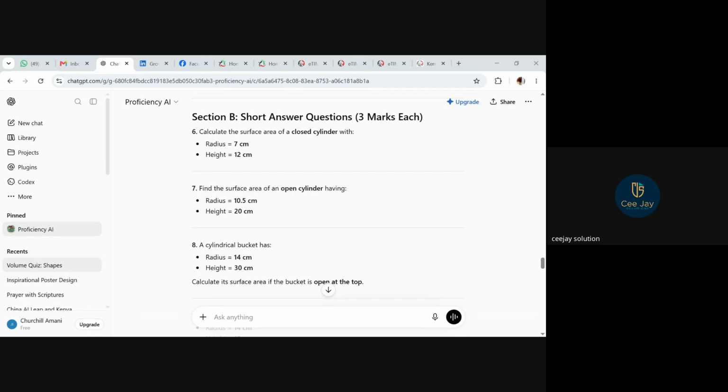Question 8 is asking, a cylindrical bucket has a radius of 14 centimeter, height 30 centimeter. Calculate its surface area if the bucket is open at the top.